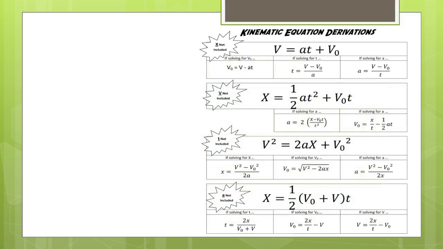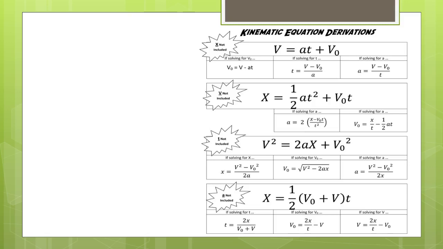Selecting the proper kinematic equation for your scenario is very simple, especially if you have a kinematic equation derivation sheet that has not only the four basic kinematic equations, but has all of the equations derived for the individual variables.